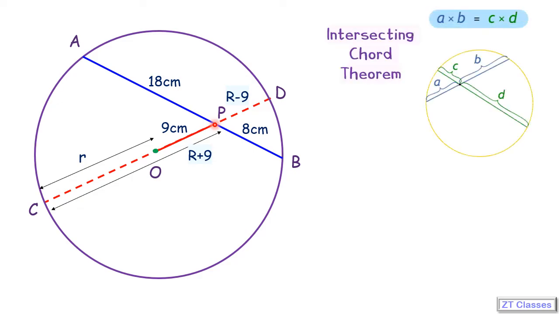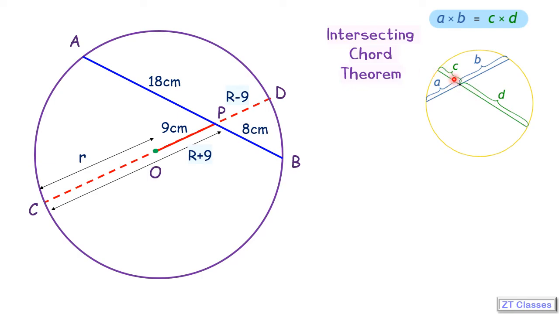So in this intersecting chord theorem, if two chords are intersecting each other, then the product of the lengths of the chords, that is A times B, will be equal to C times D. So this intersecting chord theorem is discussed in video number 16, which you can check.